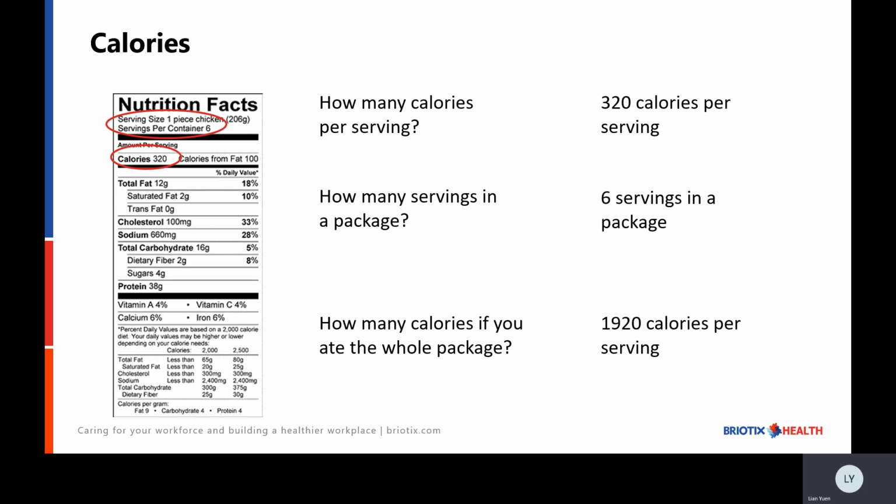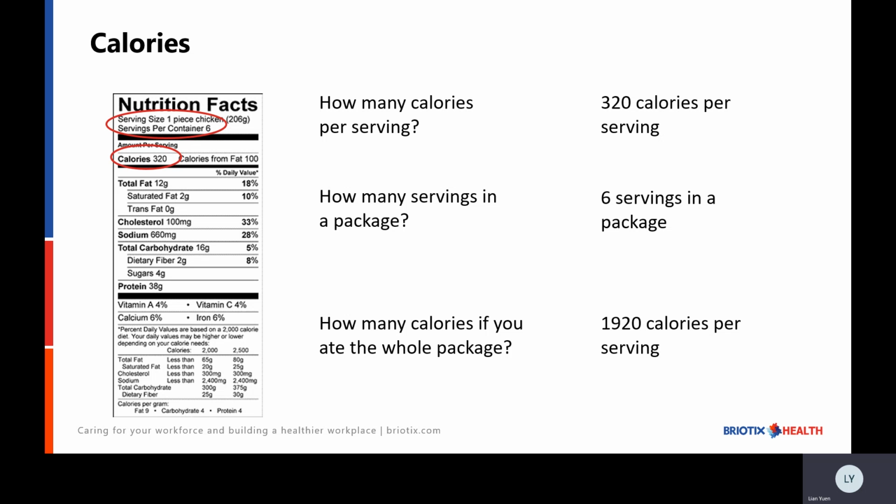And the number of calories per serving for this food item, which are some chicken strips, is 320 calories per serving. You'll notice, though, a serving size is only 1 piece of chicken, and it comes with 6 servings per container, so 6 pieces of chicken per container. So that will be how many servings are in a package, 6 servings in a package.